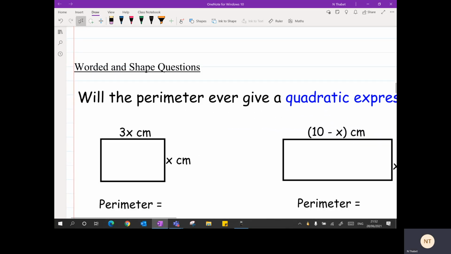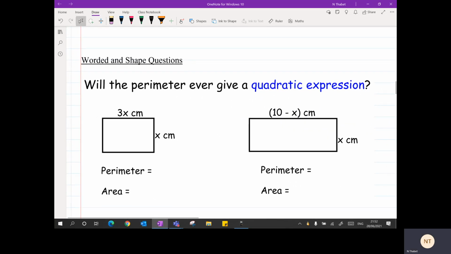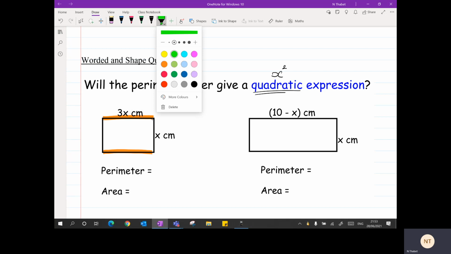Now, you can, of course, be given worded or shape questions. And remember, this is all about solving quadratic expressions. And if you had a shape that had x terms as part of its measurements, you cannot get a quadratic expression. So a quadratic is an expression that has an x squared. You cannot get a quadratic expression from simply finding the perimeter. So the perimeter is all the sides added up.